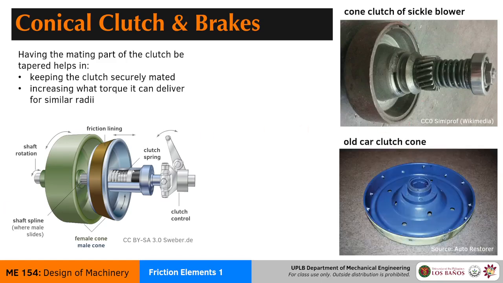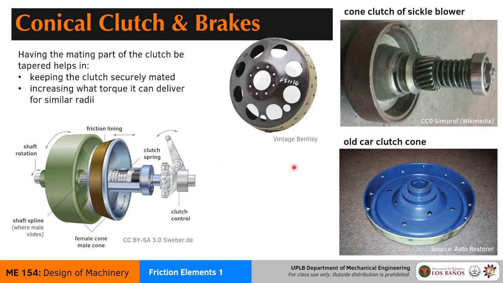Here's another one. This is just the male cone. This is the male cone from the inner view. Here's the brake lining. The brake lining is, I think, just riveted onto the cone. Here's another one. This one's also fastened. I'm not sure this is riveted, but yeah.